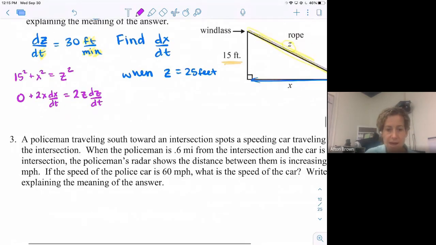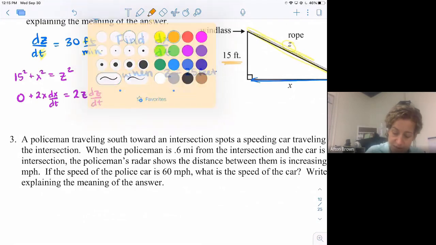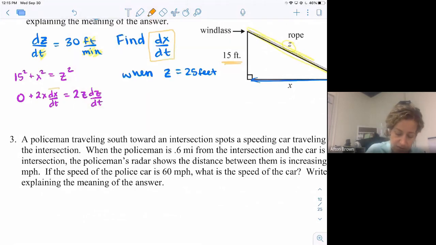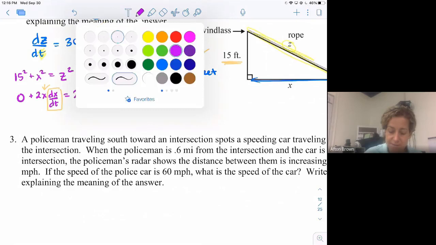Okay. At this point, after I've taken the derivative, is where I evaluate what it is I'm trying to find, and then I hope I know everything else. We're trying to find dx/dt. So I'm not going to have a number to plug in for this, but my hope is that I know everything else. So if I look at this, I know z, they told us that was 25. I know dz/dt, that's 30, so I know what to plug in there. I don't know x. Is it possible for us to find x?